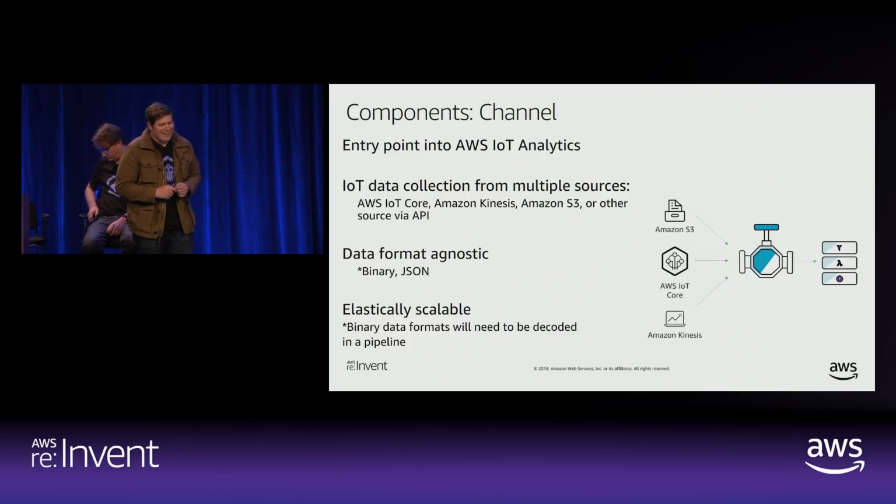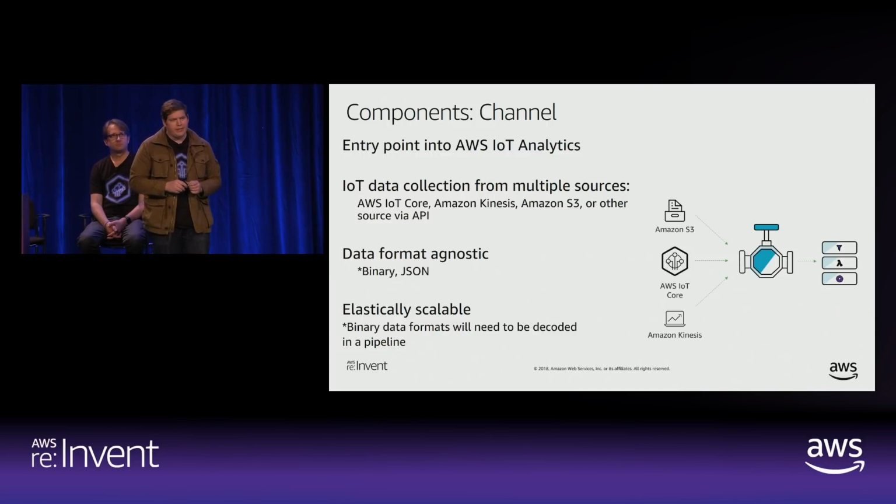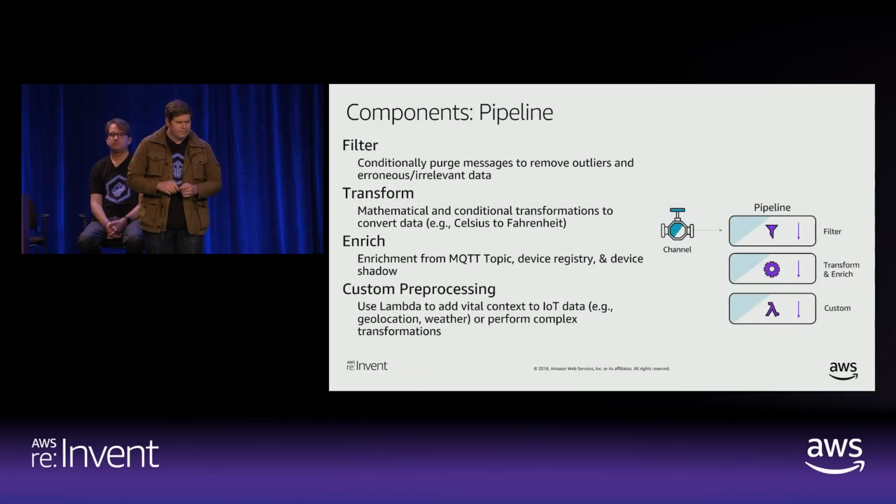Cool. So the first component is a channel. It's the entry point into IoT Analytics. We're able to, like I said, pull data in from a variety of different sources. We're data format agnostic, so we can ingest binary or JSON. But it's important to note that if you're going to give us a binary payload, you're going to have to decode it inside the pipeline because we're not going to know how you encoded it. And as with any other AWS service, we're elastically scalable in our ingestion.